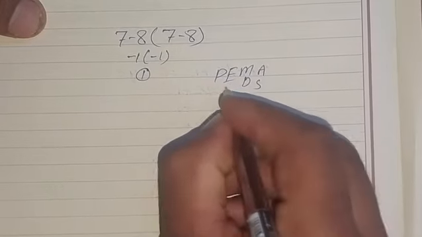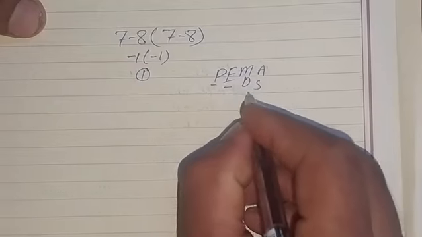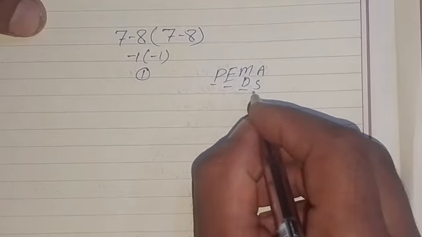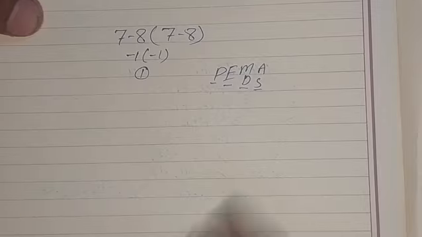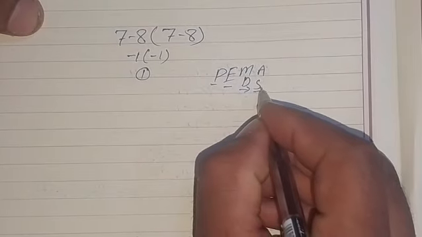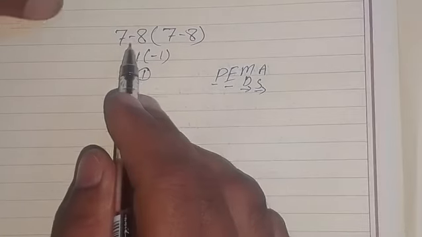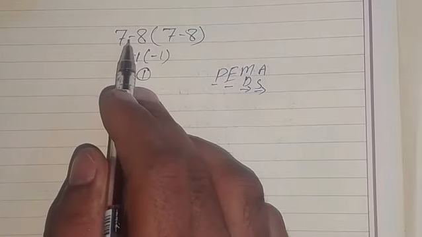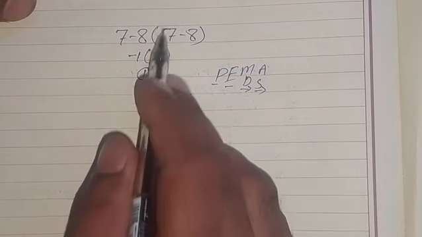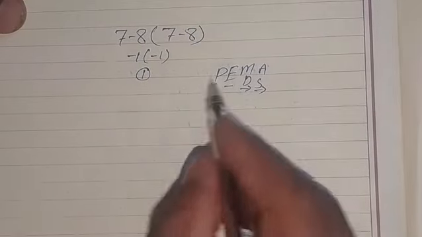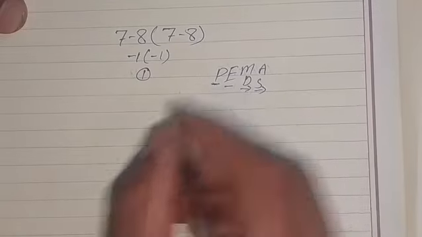According to the PEMDAS rule, first we solve parentheses, then exponent, then multiplication or division, and then addition or subtraction. Multiplication or division we solve from left to right, and addition or subtraction we solve from left to right. Now we have one subtraction here and one here and one parenthesis. So according to the rule, first we solve parentheses.